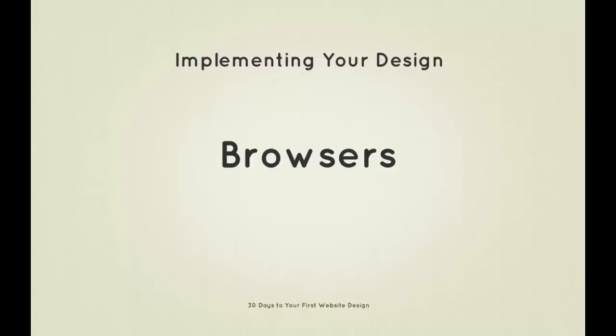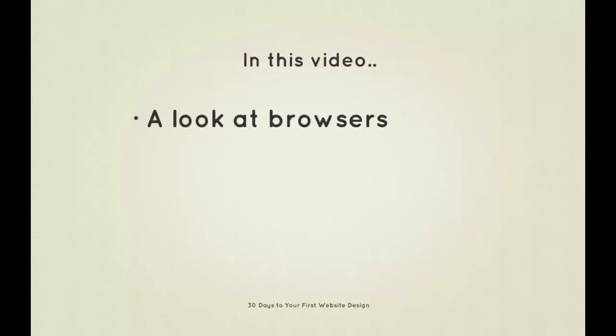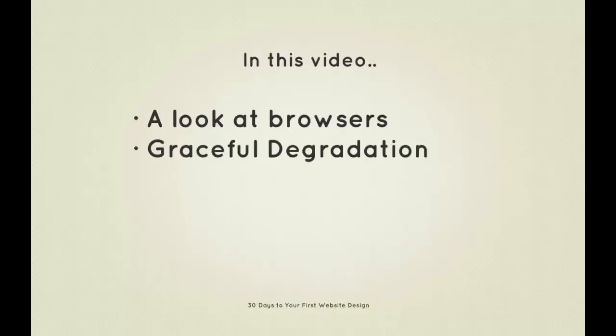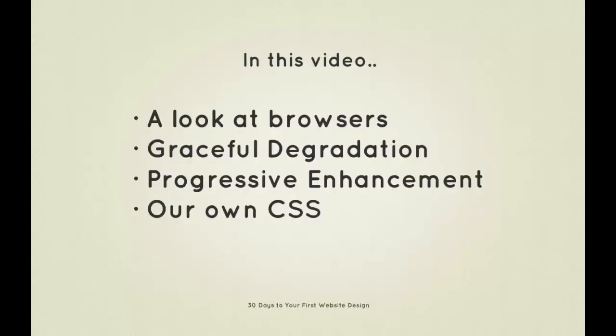We'll begin as always by taking a quick look at what we're going to cover in this video. We'll firstly take a look at some browser examples, and then we're going to explore something called graceful degradation, then another something known as progressive enhancement, and after having discussed all that, we'll have a look at our own CSS in relation to various browsers. Lastly, as always, I'll give you some further reading plus an assignment.